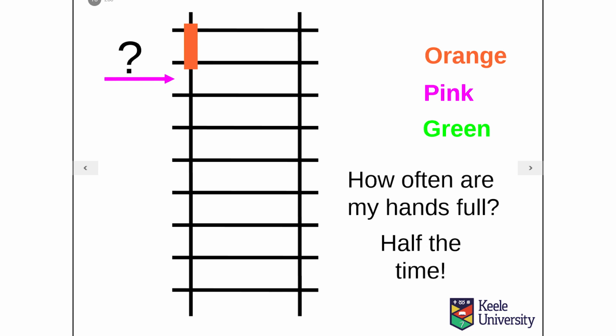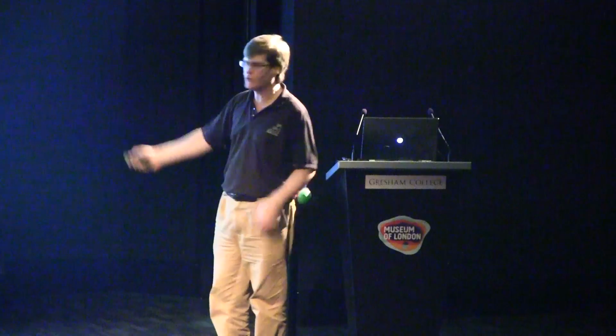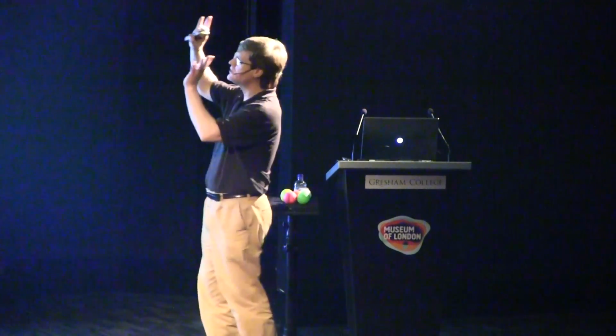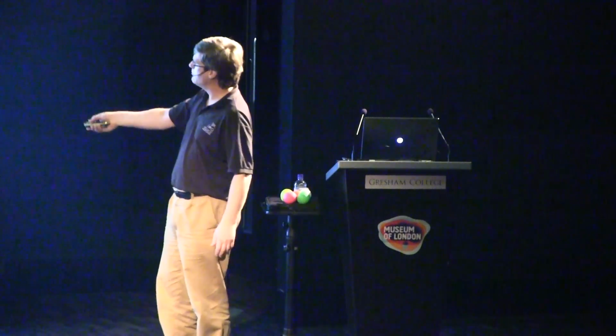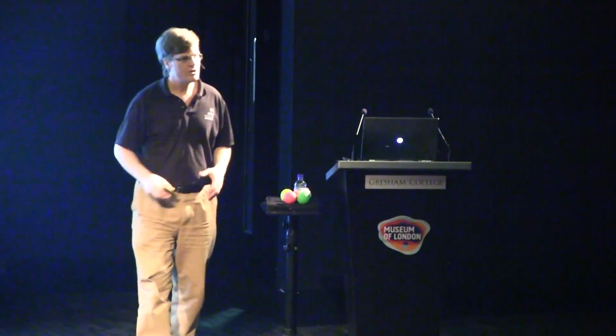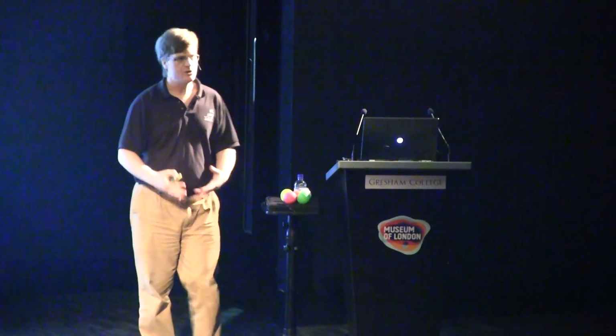Half the time. And if my hands are only full half the time, I can't have a ball. See how the things that I wrote down earlier are helping me to construct this. Hands don't move, timing is fixed, my hand's full for half the time. These are things that are helping me to construct a diagram of what happens when I juggle.